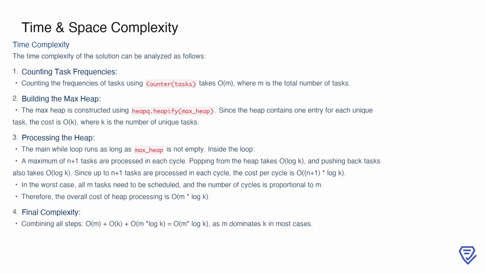The most complex part of the algorithm occurs in the while loop, where we process the heap. In each cycle, we process up to n+1 tasks. Since popping and pushing to the heap each take O(log K), the total cost per cycle becomes O((n+1) * log K). Over the course of scheduling all M tasks, the number of cycles is proportional to M, leading to an overall cost of O(M * log K) for heap processing. Combining these steps, the total time complexity is O(M) plus O(K) plus O(M * log K). Since M usually dominates K, the final time complexity simplifies to O(M * log K).